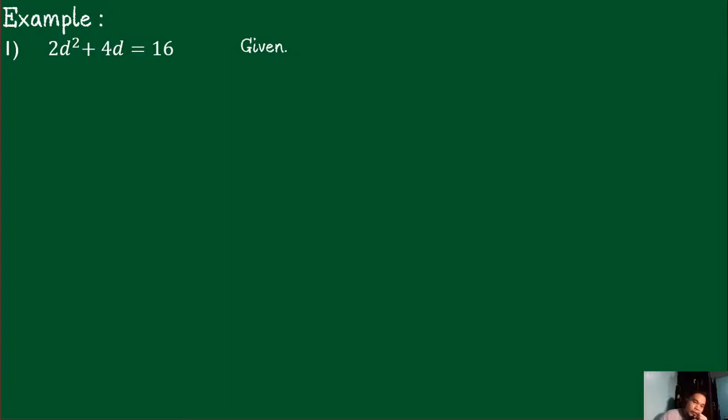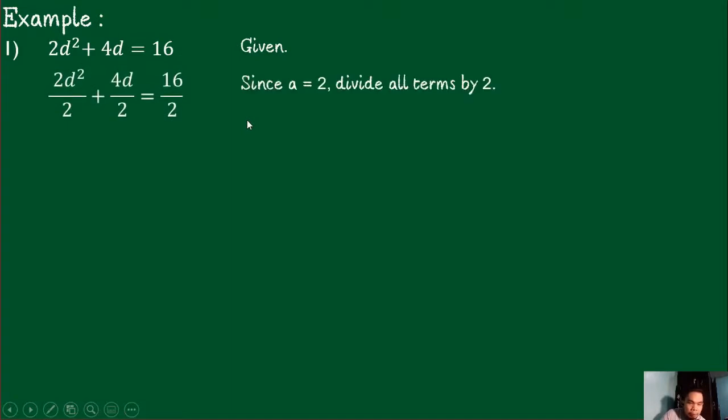Okay, so now let's have this example: 2d squared plus 4d equals 16. First procedure is to divide all terms by the value of a. Since a is equal to 2, then i-divide natin lahat ng terms by 2. So 2d squared divided by 2 will be equal to d squared because 2 divided by 2 is equal to 1. So dahil hindi na natin isinusulat ang 1 beside the variable, d squared na lang ang isusulat. Next, we have 4d divided by 2.